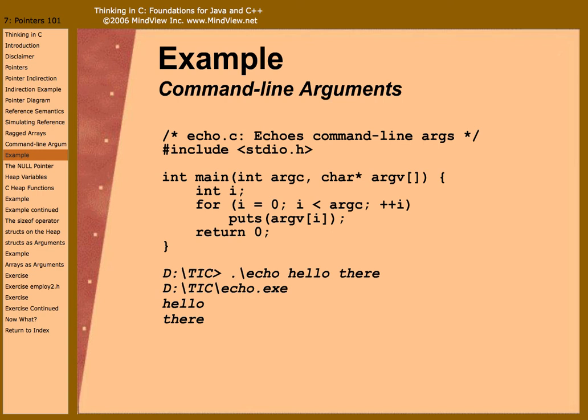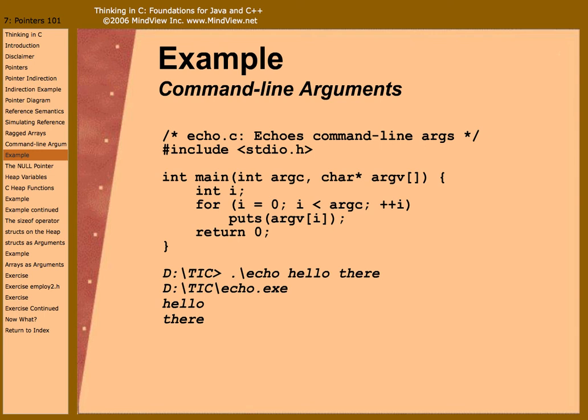And notice that I get 3 strings as output. I get a full path name, d:\tic, that's the name of the directory that I had all this stuff in, \echo.exe. That is the full file name of the executable file on my DOS platform. And so that is the first command line parameter.